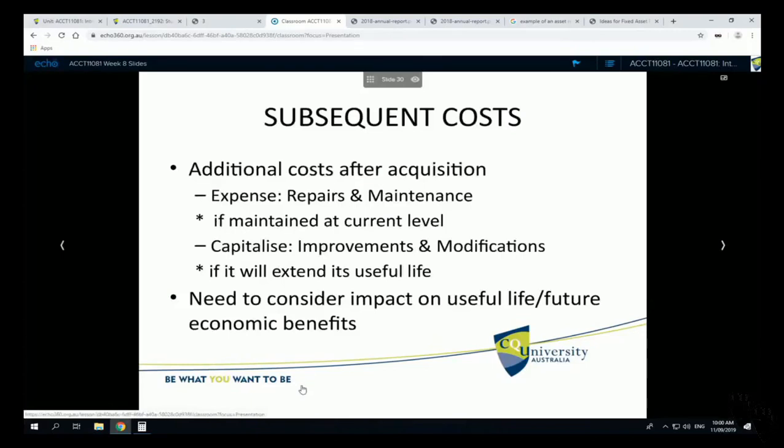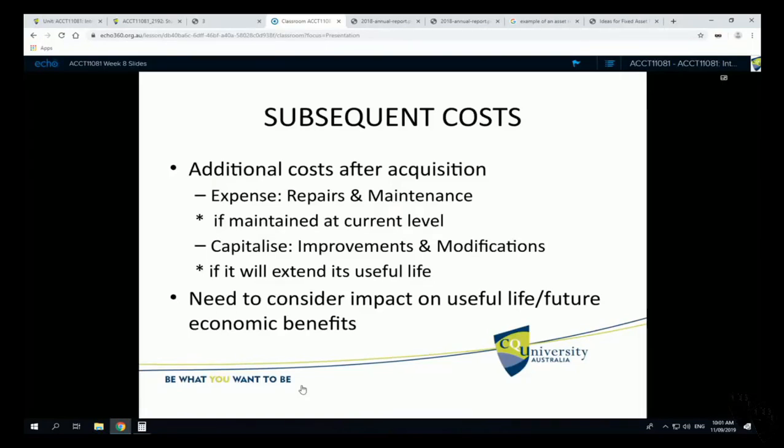Now, additional costs after acquisition. This is another grey area, and it's one that I came to know quite well when I was an auditor, because one of my audit program steps would be to look at their repairs and maintenance general ledger account and see if there were any items that should be capitalised, and then conversely look at their property, plant and equipment account, all the entries that have gone in and out, and also the related accumulated depreciation, to see if there's any that should be expensed.